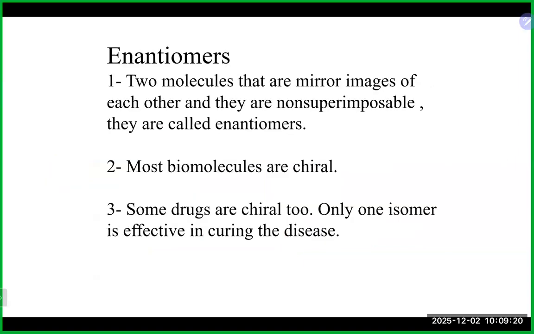Now, enantiomers, as I talked about, are two molecules that are mirror images of each other and are non-superimposable. And sometimes one versus the other can have different types of benefits. So as it says, some drugs are chiral, but only one of the isomers is actually effective. And because of those different connections, the other one is not so effective.